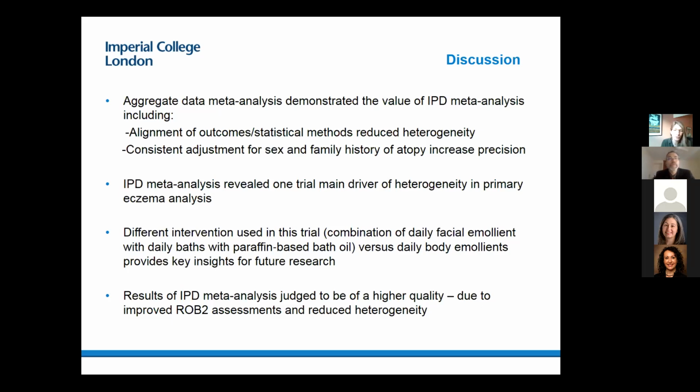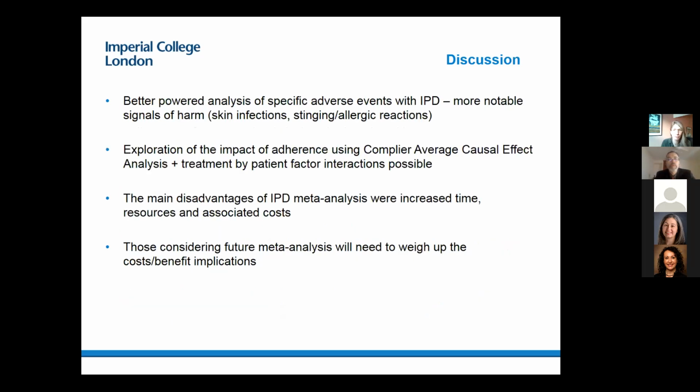And overall, the results of the IPD meta-analysis, including for the primary eczema outcome, were judged to be of a higher quality with higher certainty in the findings due to the improved risk of bias 2 assessments and the reduced heterogeneity. Now, the IPD meta-analysis was also demonstrated to be of great value for the analysis of the specific adverse events, which were better powered due to the ability to include more trials.